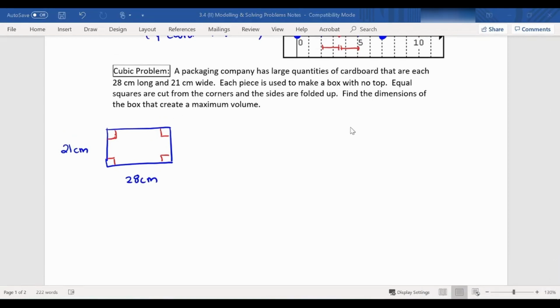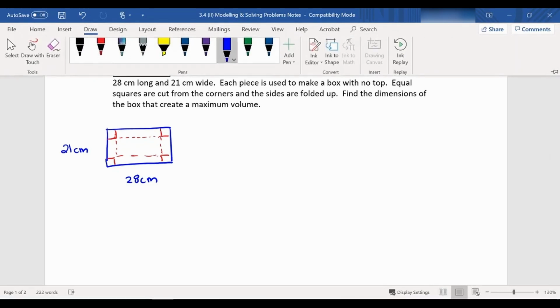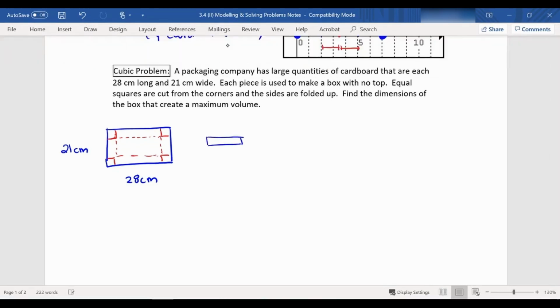Okay. And then what you're going to do is you're going to fold the sides up. So essentially what's going to happen is you're going to end up with a fold line here and here, here and here. And then you're going to end up with a box that looks like this with no top. Okay. So you would have to cut those squares out of the corners, because if you just try and fold up the edges, what'll happen is you'll end up with this weird overlapping section.